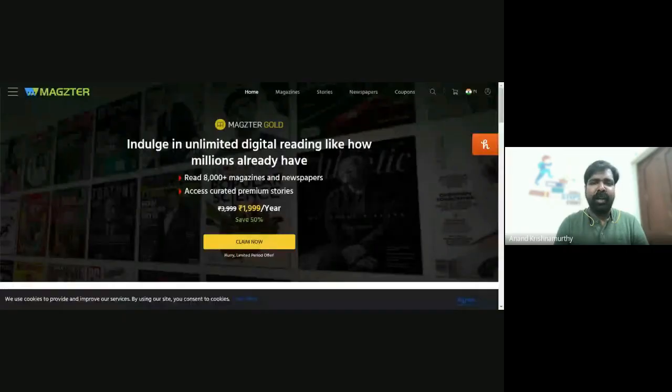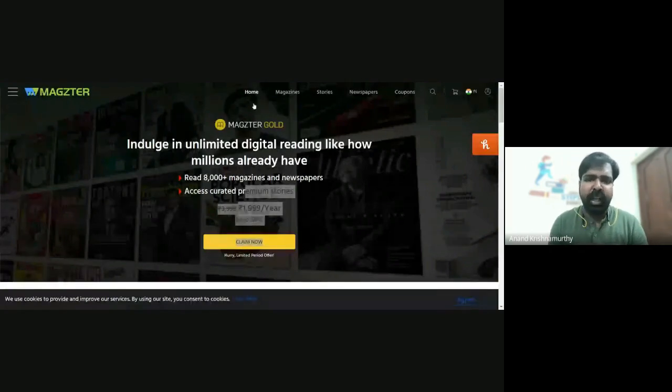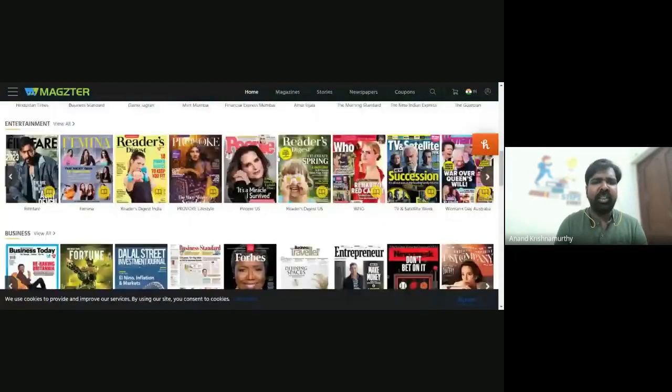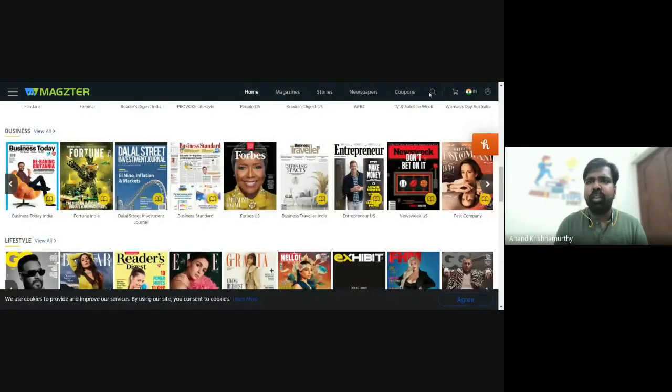I'll reshare that. Okay, so this is the site called Maxtor. Don't get scared by what they are showing here, just ignore that. They charge only 49 rupees for 3 months, which is highly cheap because they have quite a lot of catalogs here. So Maxtor is a website which has a lot of books, magazines, and most importantly, a lot of journals.